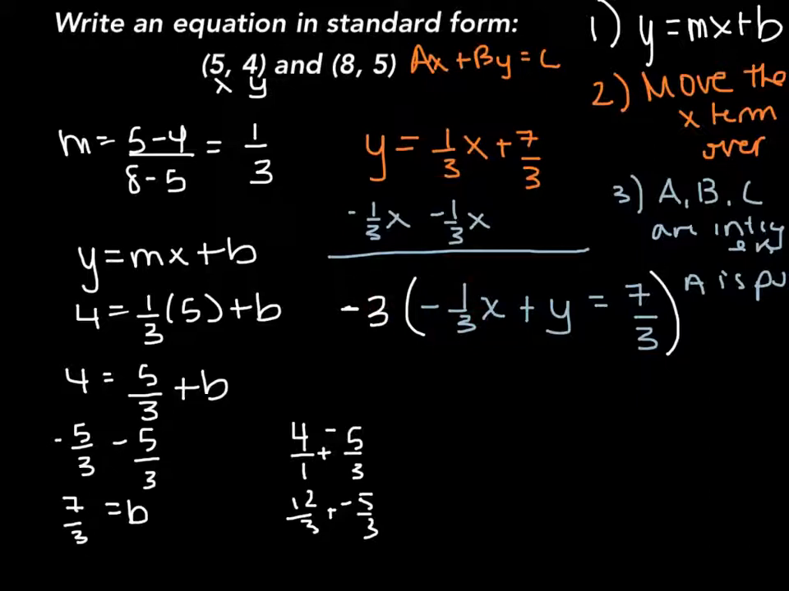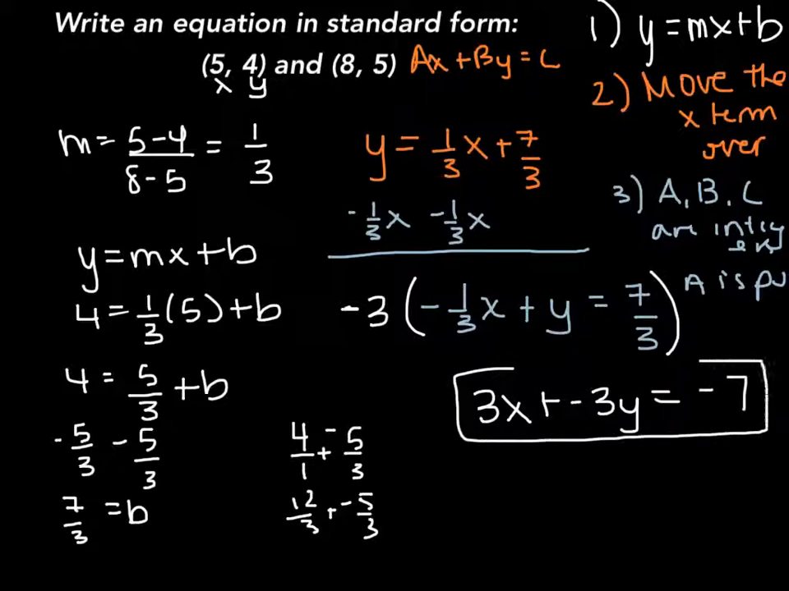The reason we're allowed to do that is because you can write equivalent equations in standard form. You just have to remember if you're going to multiply something by a number, you have to multiply every single piece. So now it's almost just like distributing. So negative 3 times negative 1/3 x would be positive 3x. Negative 3 times y would be negative 3y. I could have just written that as minus instead of plus negative. Negative 3 times 7/3. The 3 would cancel, so it's going to equal negative 7. So that would be that equation in standard form.